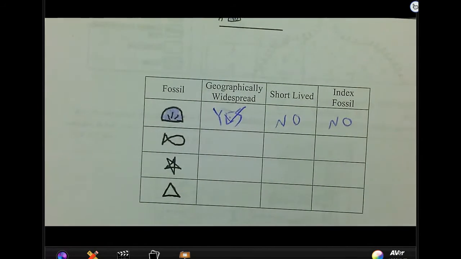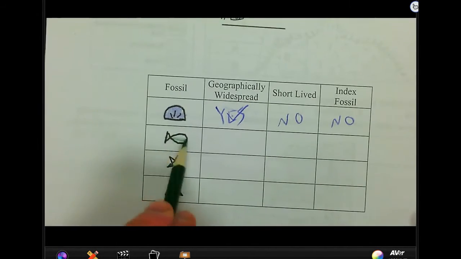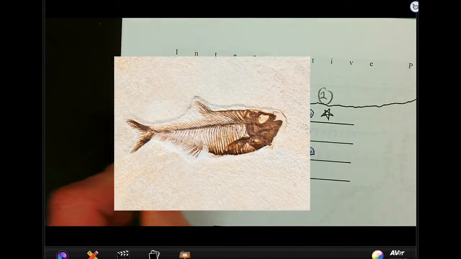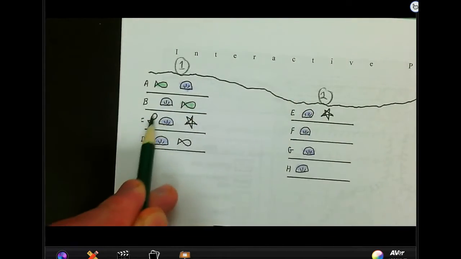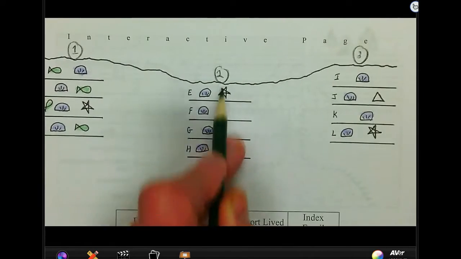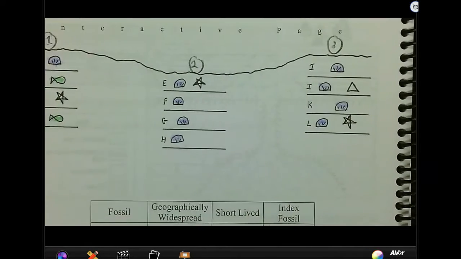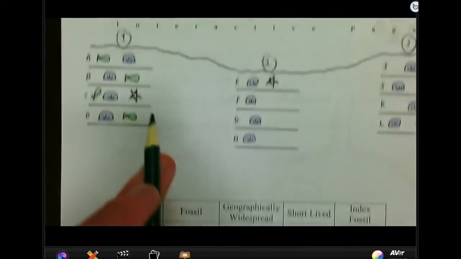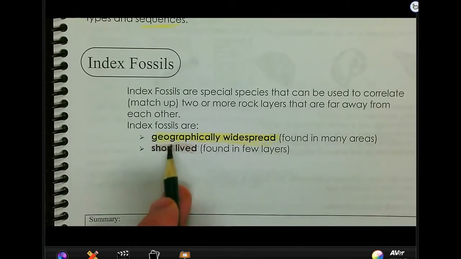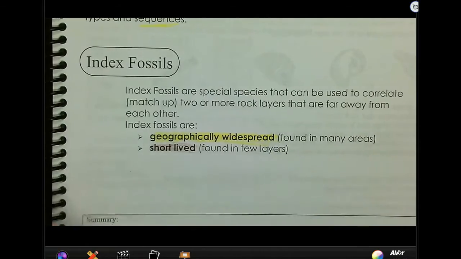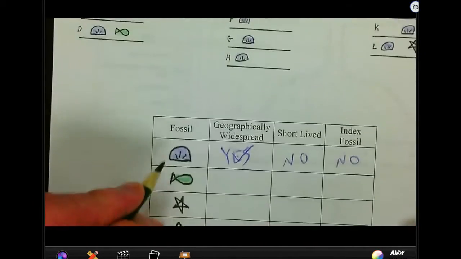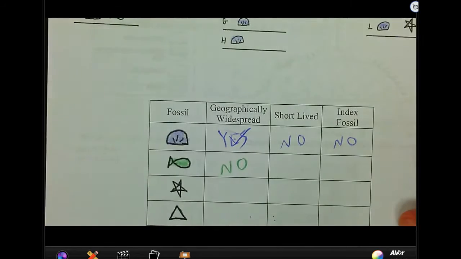Let's take a look at the fish. A green fish. So I've got a fish here. I've got a fish here. There's a fish hanging out. There's a fish hanging out. No fish at location 2, no fish at location 3. So we find that fish in only one location. Remember, good index fossils are geographically widespread. They're found in many locations. This fish, is it geographically widespread? No, it is not geographically widespread.